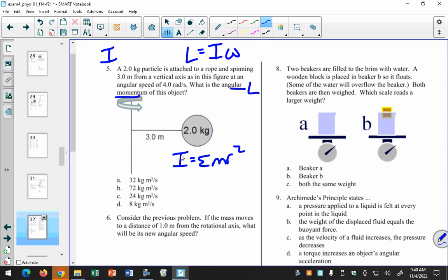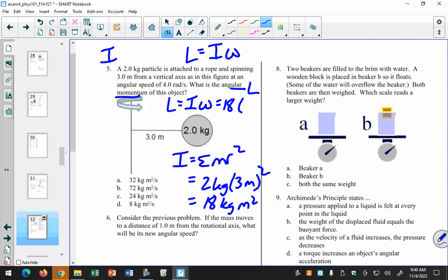All right, so anyway, I is equal to the sum of mr squared. So that's going to be 2 kilograms times 3 meters squared. That's 2 times 9, or 18 kilogram meters squared. So that is the moment of inertia for this object. And then if I want to find L, then I just say L is equal to I times omega. That is going to be 18 kilogram meters squared times omega. Omega is equal to 4 radians per second. 4 times 18 is 72. So B is the right answer for number 5.